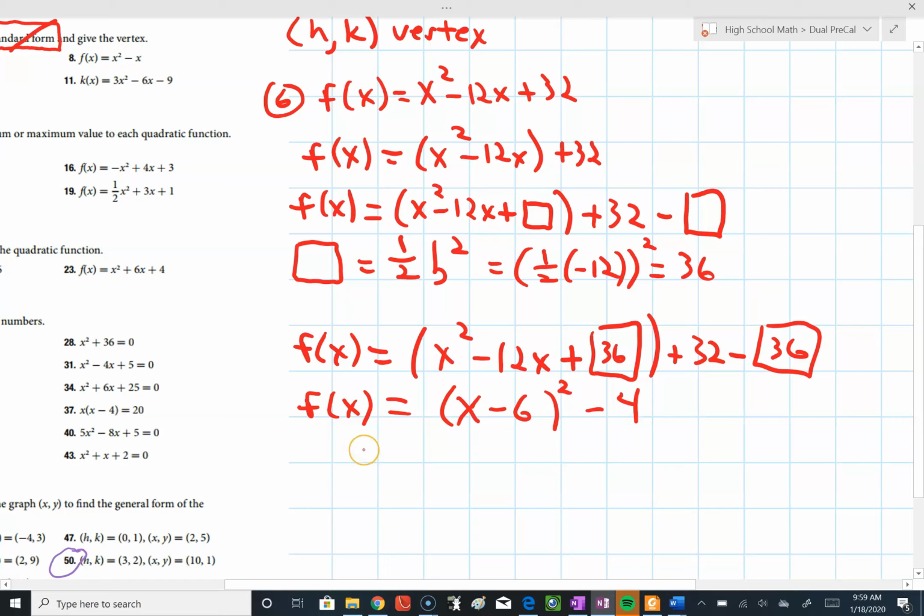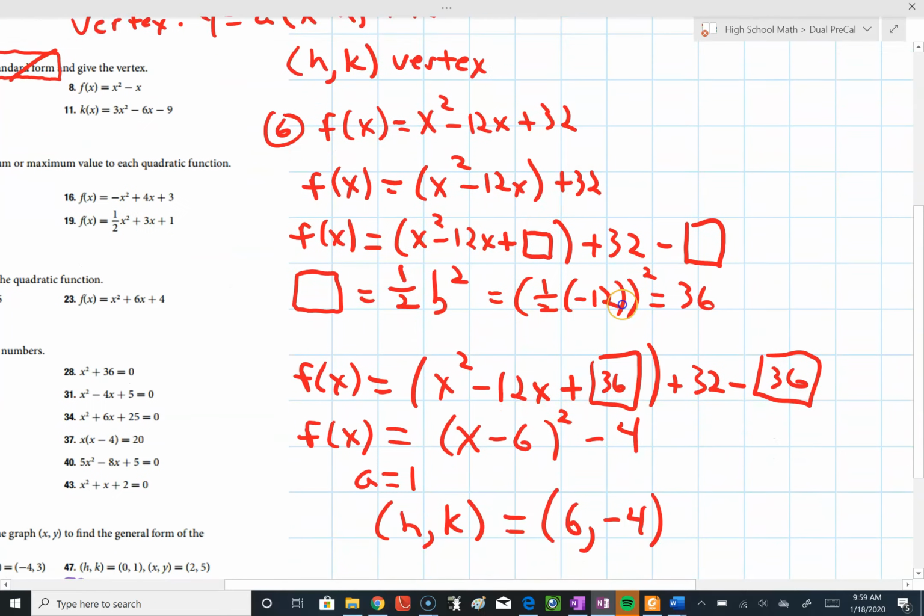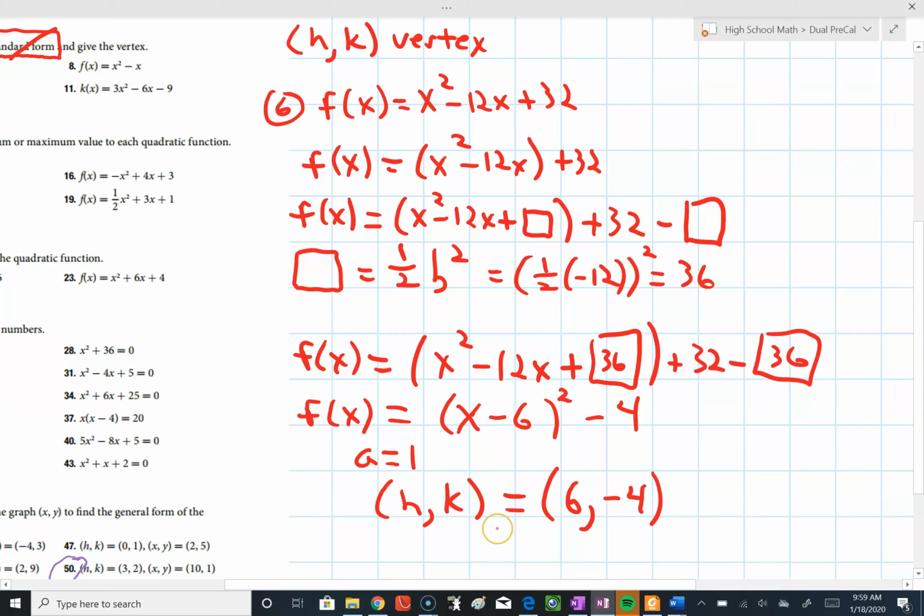Now we can identify the parameters a, h, and k. A is our coefficient here, in this case 1. And h and k, that's the vertex. It's the opposite of this. This is minus 6, so h will be positive 6. Think inside inverse. And k is exactly this out here, minus 4. Note in our vertex form, it's minus h. So you need to think the opposite of this.